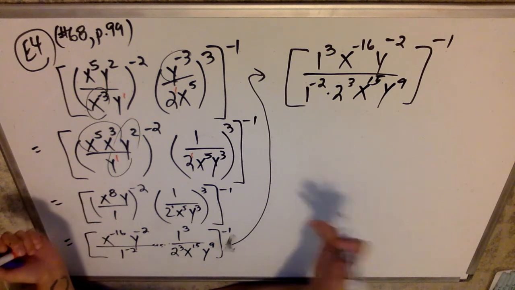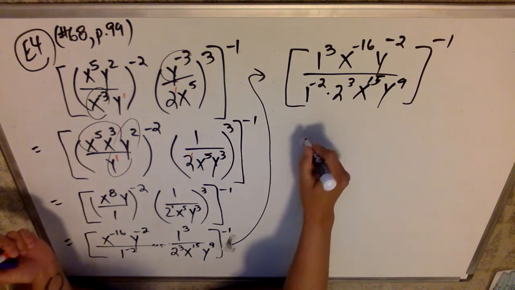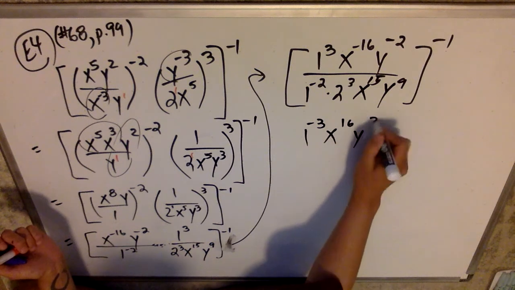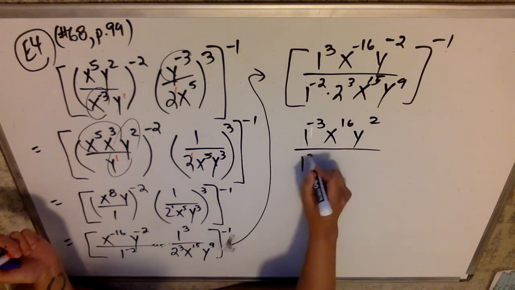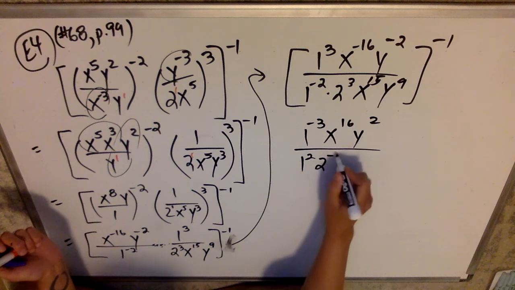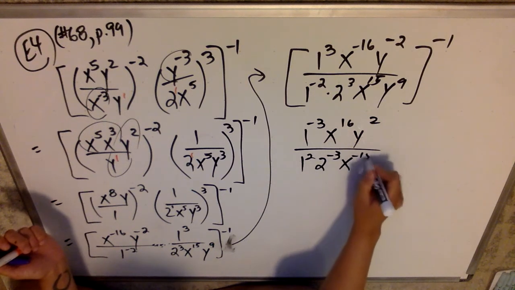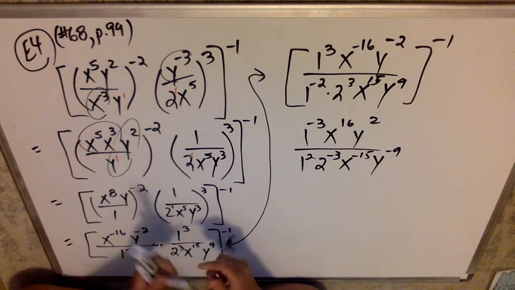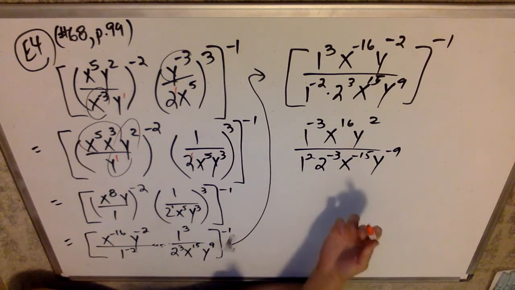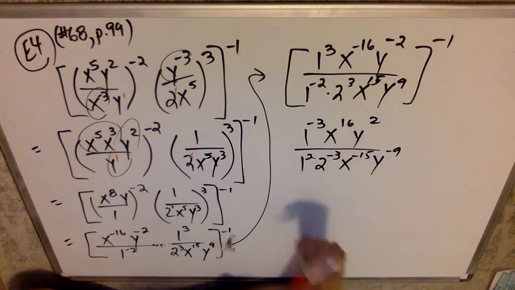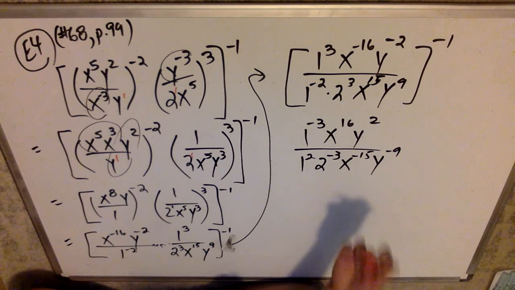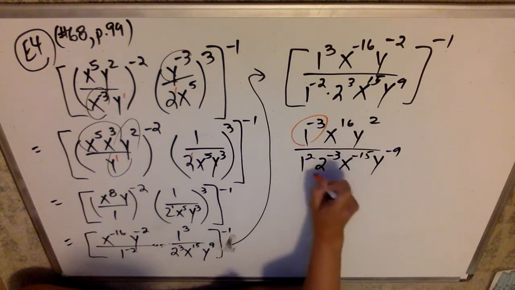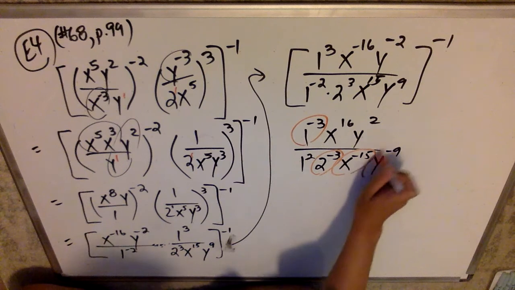I'm going to go ahead and distribute the negative 1 before I clean up. So I'm going to get that this is a 1 to the negative third, an x to the positive 16th, and a y to the regular 2, over a 1 to the positive 2, a 2 to the negative 3, an x to the negative 15, and a y to the negative 9. Now my suggestion, and you don't have to follow my suggestion, but my suggestion is at this point, the last thing I need to do to simplify is combine stuff. But in addition to combining it, it would be a whole lot easier if I bothered to move things to the right floor. So anybody that has a negative exponent needs to switch floors, right?